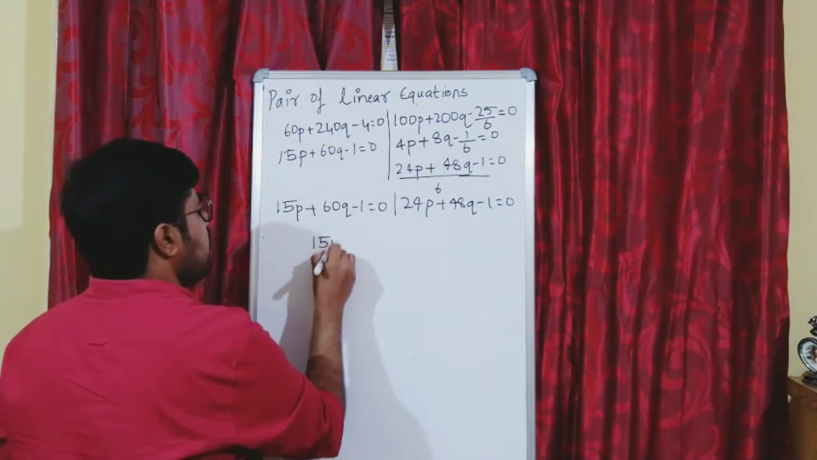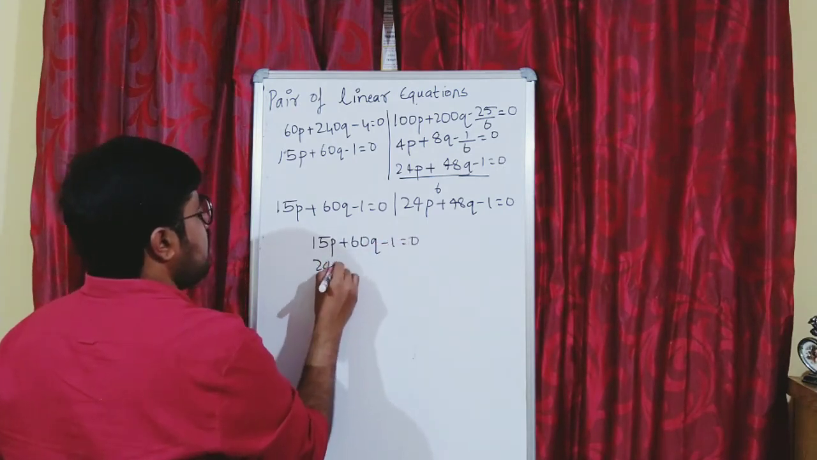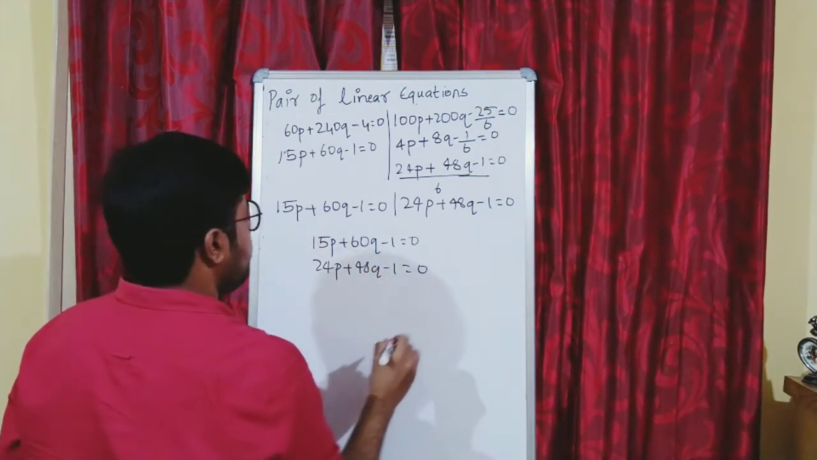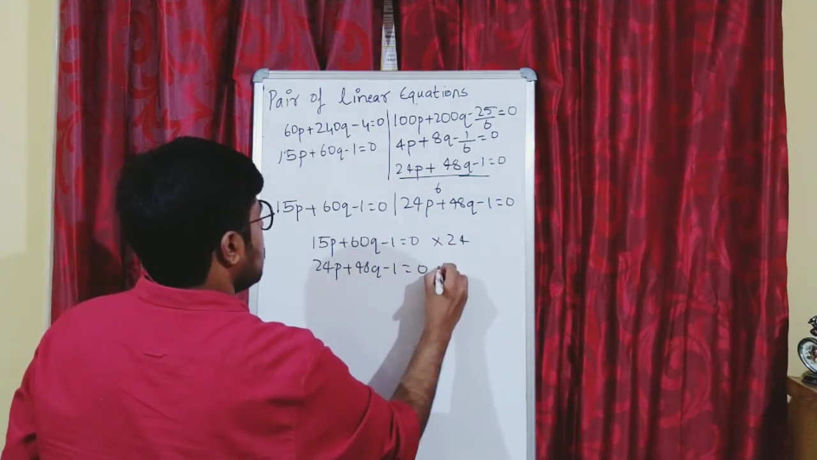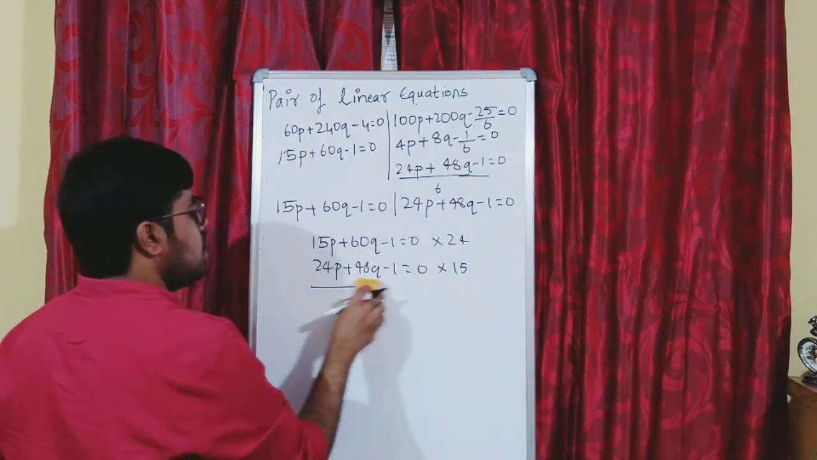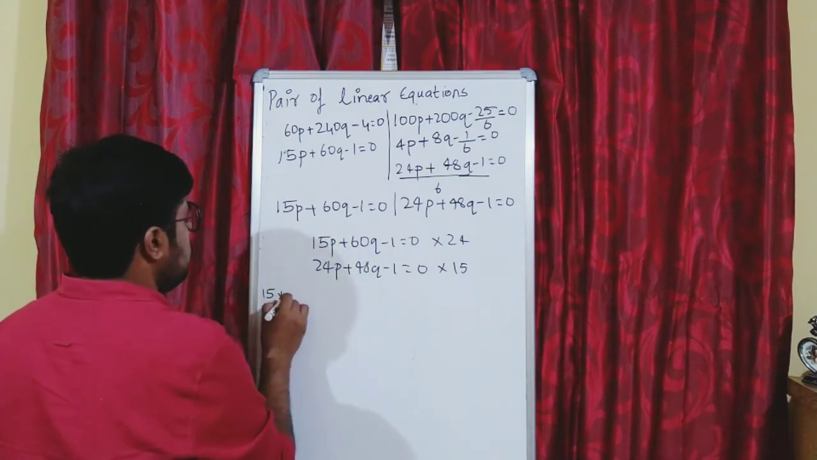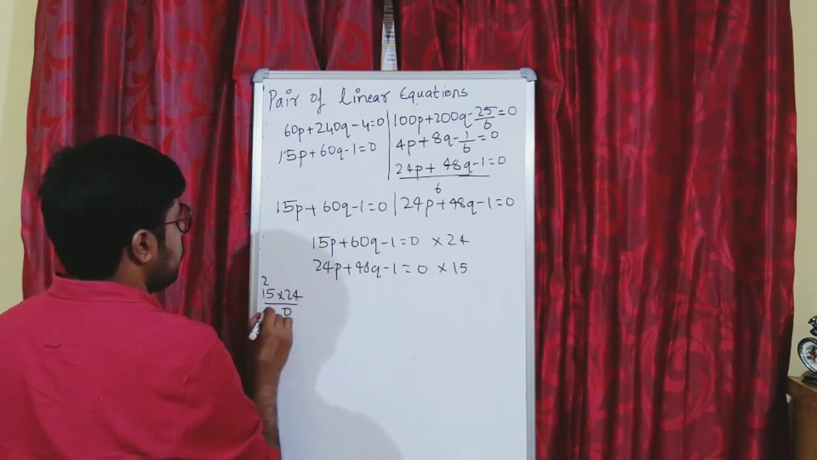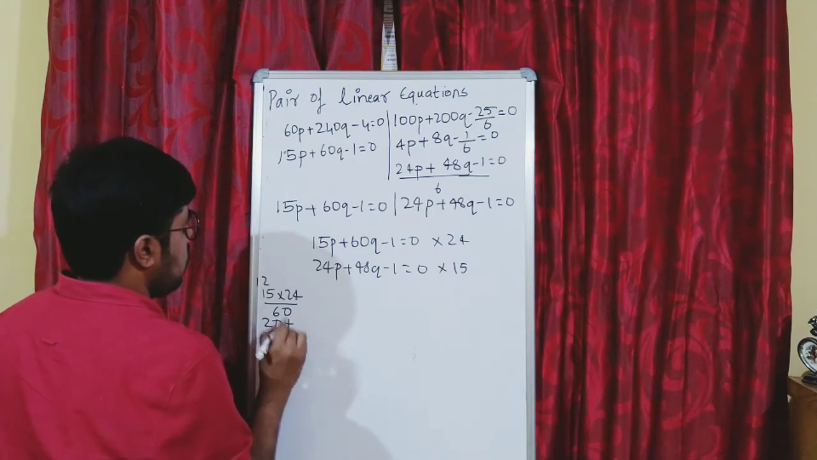Therefore, let us multiply quickly. Let us write the equation one above the other: 24p plus 48q minus 1 equal to 0. Here it is 24, here it is 15. Therefore, let us write the new equation. 15 into 24, what is 15 into 24? Quickly solve 15 into 24. It is nothing but 360.